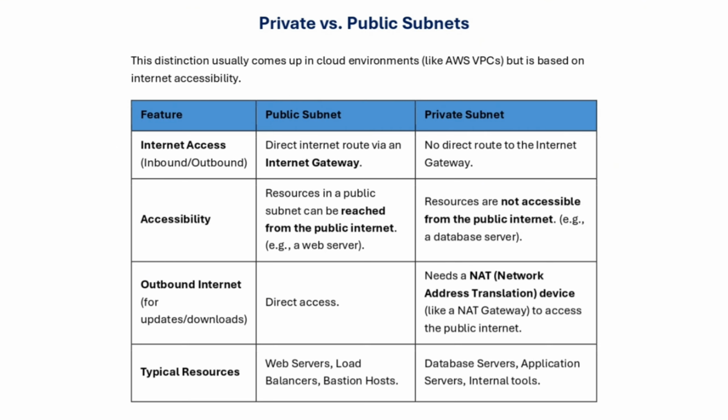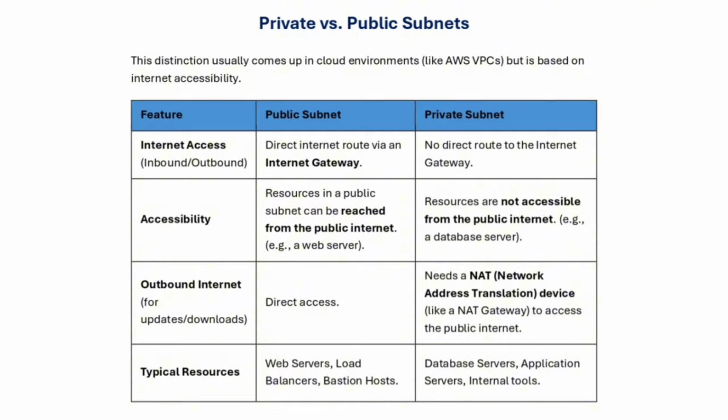So now, what are private versus public subnets? The distinction usually comes up when using cloud platforms or cloud environments like AWS VPCs, or virtual private clouds. But it is all actually based on internet accessibility. The feature is internet access. For a public subnet, there is a direct internet route via an internet gateway. For a private subnet, there is no direct route to the internet gateway, so it doesn't have internet access unless we use a NAT gateway for the public internet.